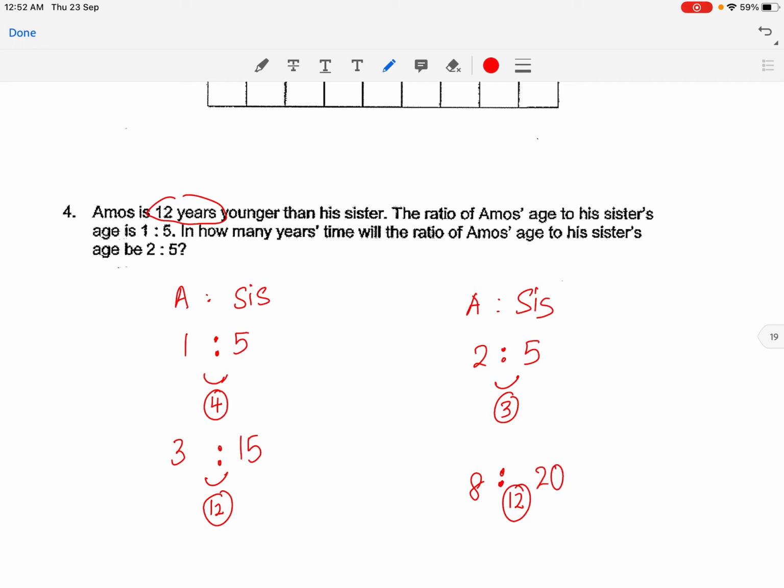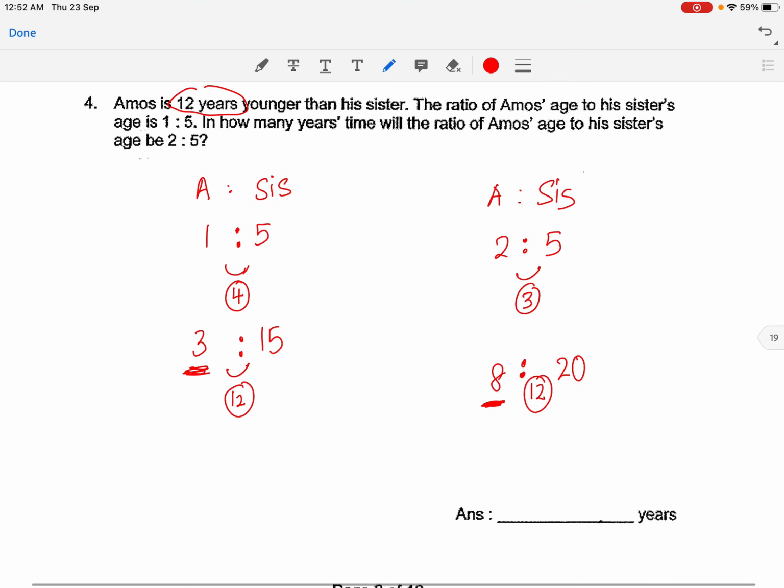So let's look at Amos's age. How many years' time? He started off with 3 years old, and after 5 years, he will be 8 years old. So you will take 8 minus 3 equals 5. The answer will be 5 years.